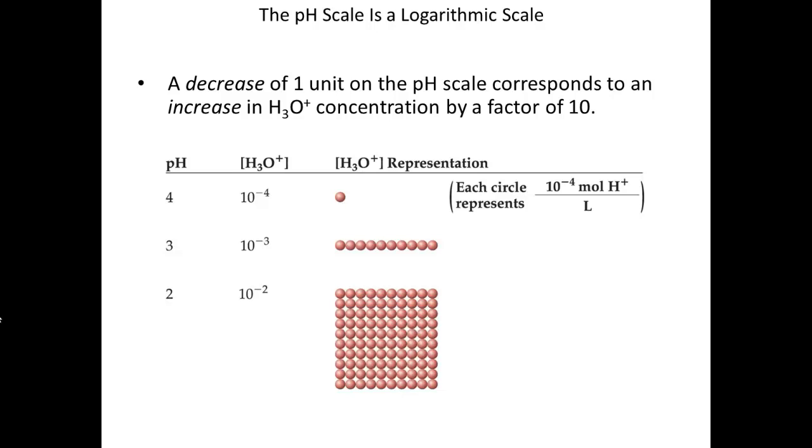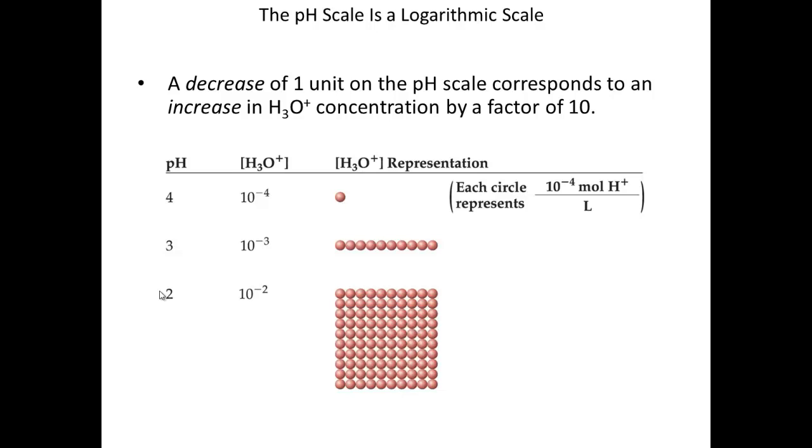Now if I have a pH of 3, that means I have 1 times 10 to the negative 3. And notice the ball representation. I have 10 more balls. Now if I were to do a pH of 2, which is a concentration of 1 times 10 to the negative 2, I would actually have 10 times 10. So it's a significant difference between each pH level. It's not a slow incremental change. They're factors of 10.